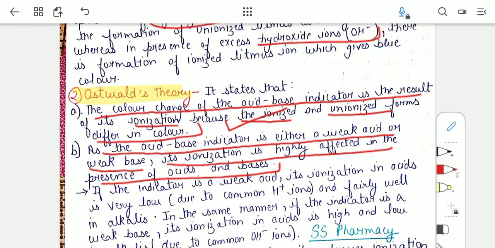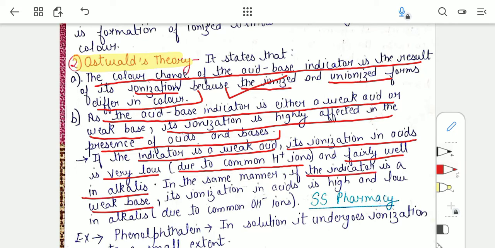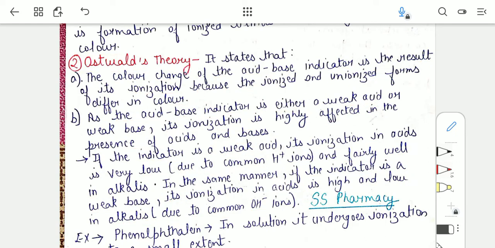So let us understand this with an example. For example, if the indicator is a weak base, then its ionization in acids is very slow, because there are common H positive ions, and its ionization will be fairly well in the alkalis. Similarly, if the indicator is a weak acid, then its ionization in acids will be low and in bases will be high, because whenever there are common ions in our solution, the ionization always reduces. So this is what is happening over here. Let us understand this with an example. This theory will be clear to you with this example.